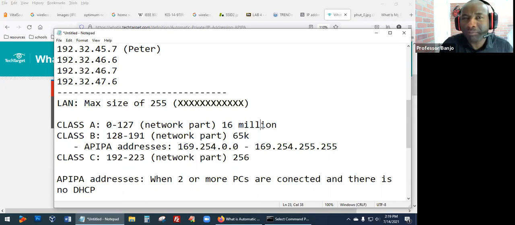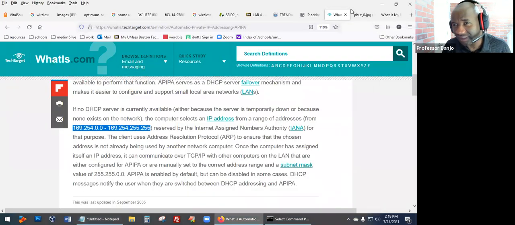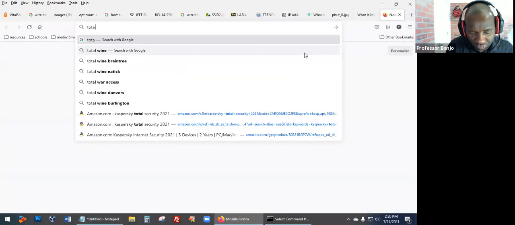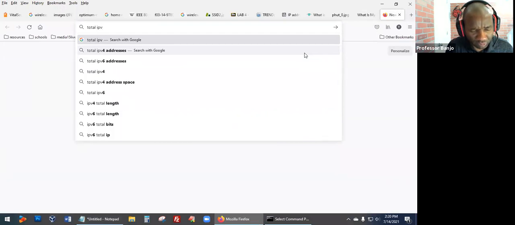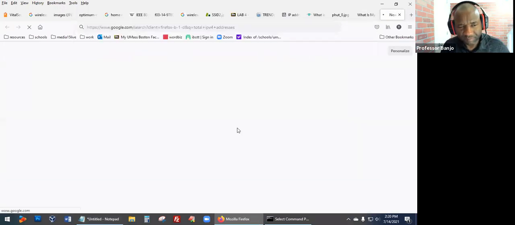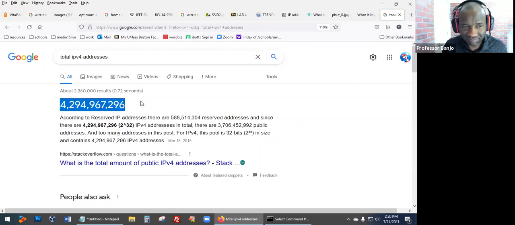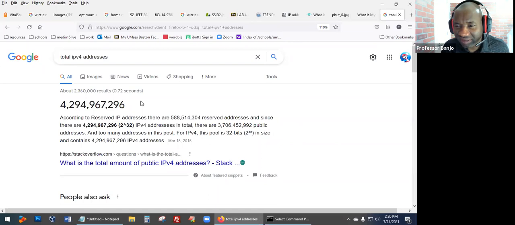And so the total amount of IP addresses that were available at that time, let me show you. You guys might be surprised. Total IPv4 addresses. So look at it. This is the total amount of IP addresses that were created about 50 years ago. 4 billion. Now, the question is, do we have more than 4 billion devices today that have to be on the internet?